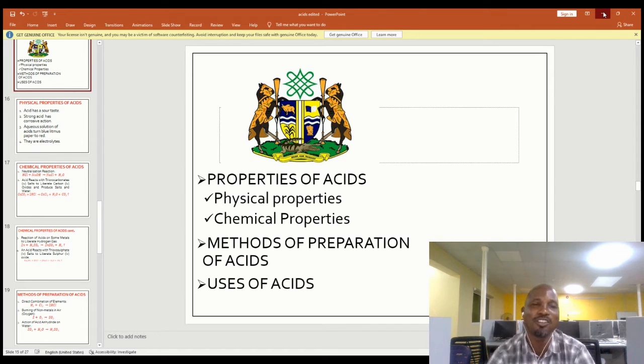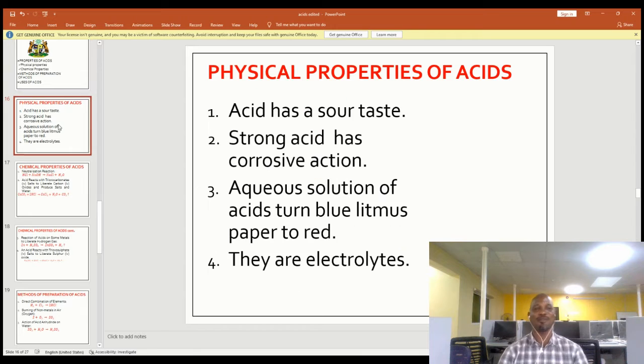Today, we'll be looking at the concept of acid in our chemistry lesson. What we'll be discussing is properties of acid, physical and chemical, method of preparation of acid, and of course, the uses of acid. I'm sure you have your pen and papers ready for today's class. If you are ready, I am ready.